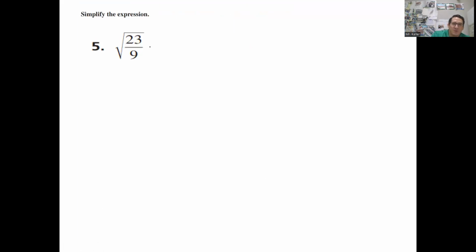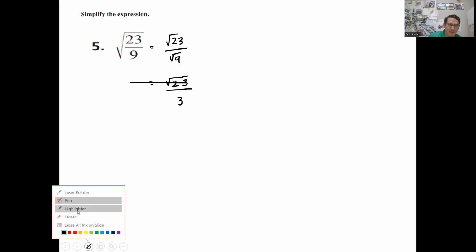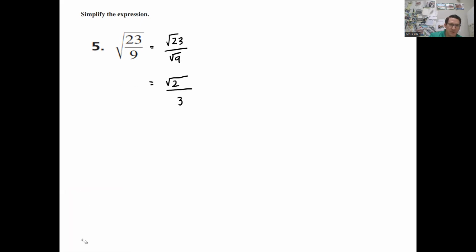Let's look at another example. Square root of 23 over 9. So square root of 23 over square root of 9. 23 is not a perfect square, so that is not going to simplify any. So this is going to be square root of 23. Square root of 9 is 3. That is super annoying. I should have just left it, but I'm fixing it. Too late. So square root of 23 over 3.